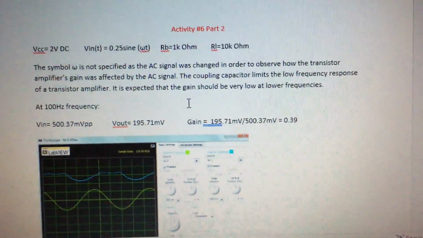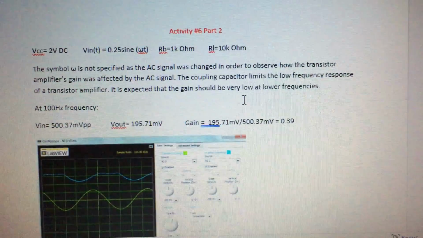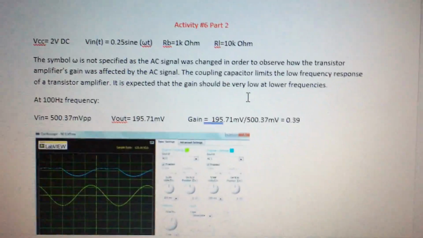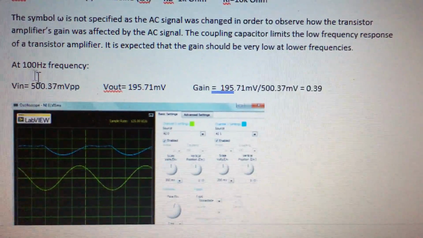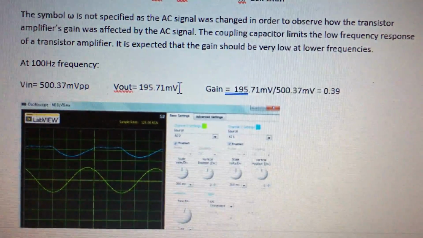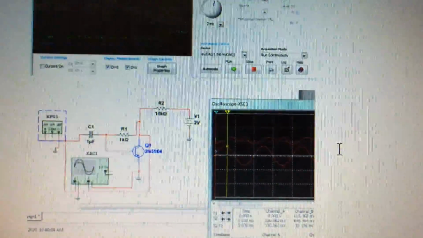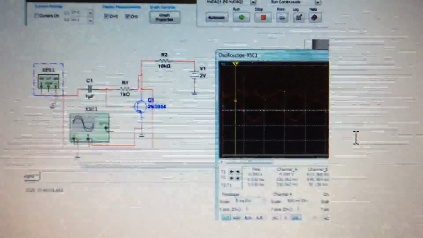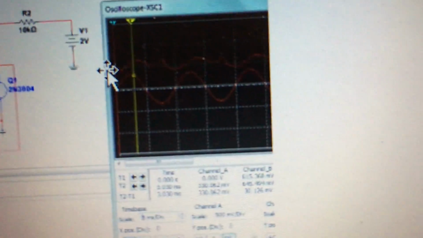It's expected that the coupling capacitor should not allow gain at very low frequencies, basically attenuating the low frequencies. At 100 hertz, we got a voltage input of 500.37 millivolts peak to peak, voltage output 125.71 millivolts. The gain was measured to be 0.39. So these are my results. And here is the Multisim simulation, a very similar result.